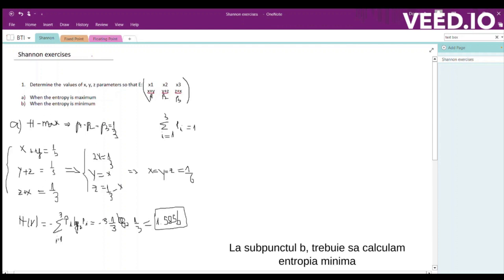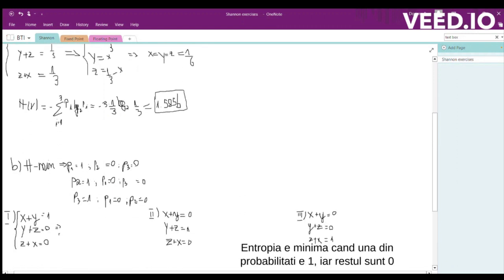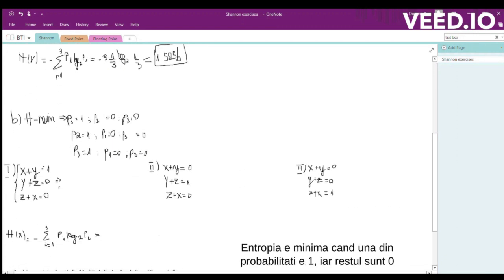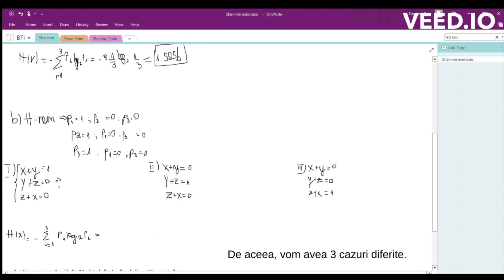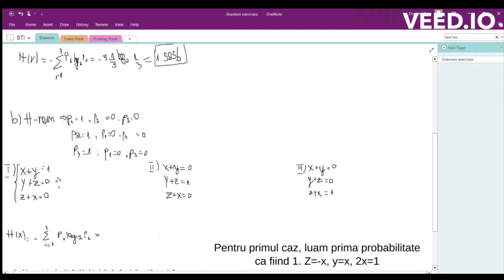For B, we have to calculate the entropy when it's minimum. And the entropy is minimum when one of the probabilities is 1 and the rest of them are 0. So that's why we are going to have 3 different cases. The first case, we take the first probability as being equal to 1. So we express z as negative x, y will equal then x, and 2x will be equal to 1.